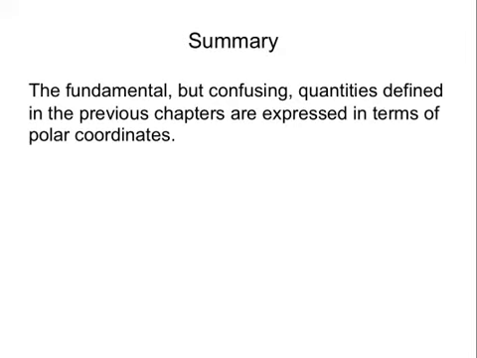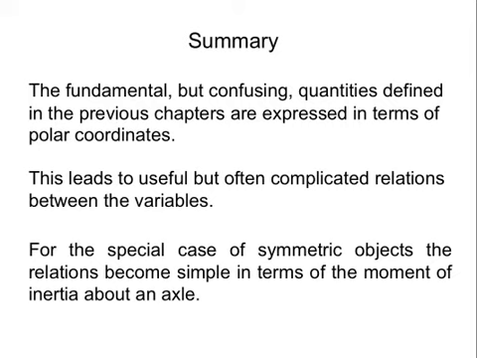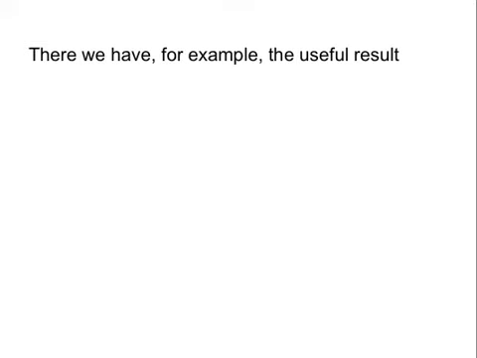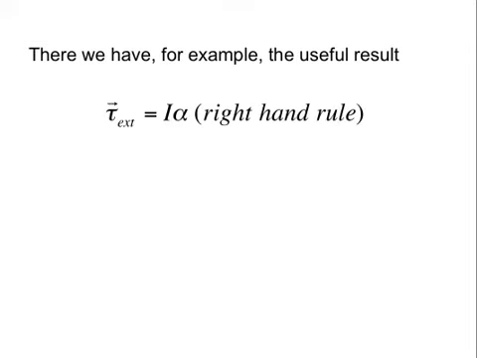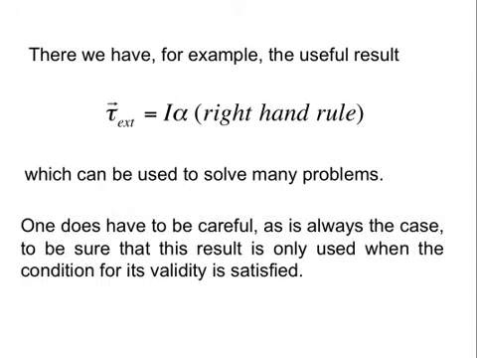Summary. The fundamental but confusing quantities defined in the previous chapters are expressed in terms of polar coordinates. This leads to useful but often complicated relations between the variables. For the special case of symmetric objects, the relations become simple in terms of the moment of inertia about an axle. There we have, for example, the useful result, external torque equals I alpha, which can be used to solve many problems. One does have to be careful, as is always the case, to be sure that this result is only used when the condition for its validity is satisfied.